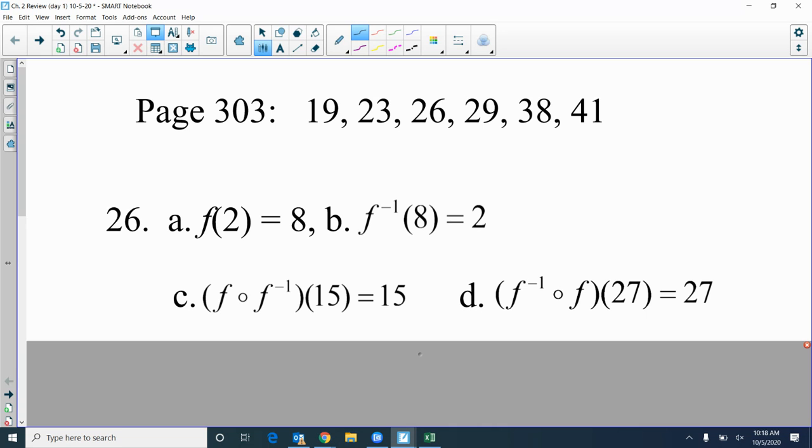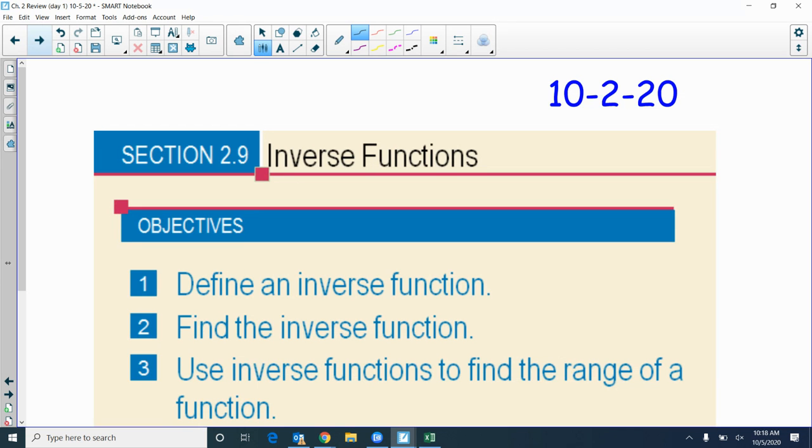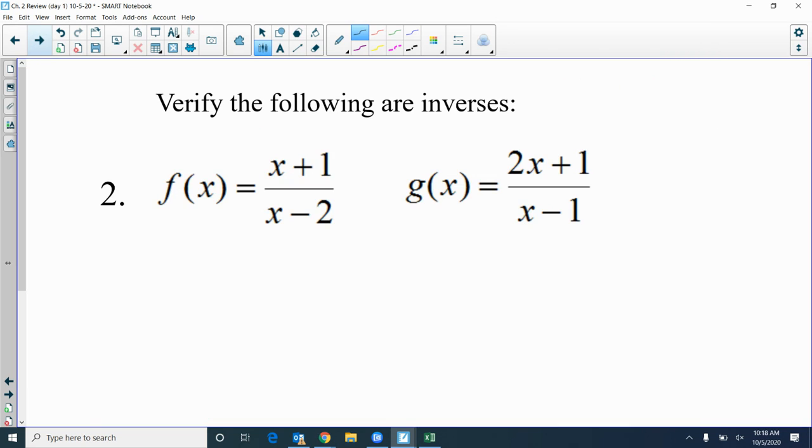Okay. Finish up the guided notes from Friday. We're still dealing with inverse functions. All right, we're on the front of that page, number 2. We did number 1. This should be number 2, where we're verifying that the following are inverses.